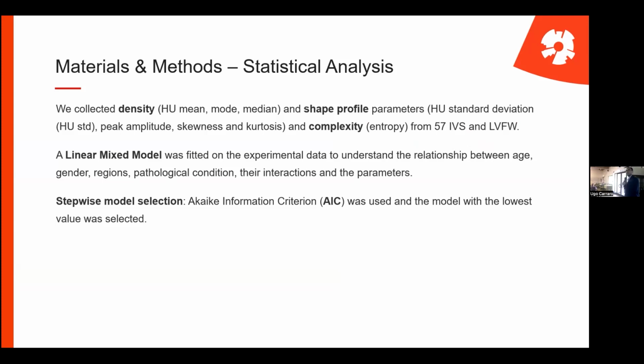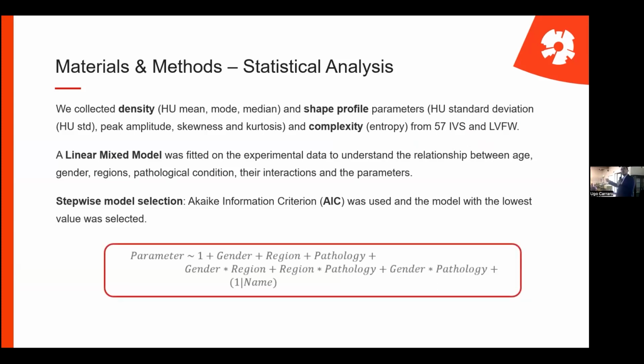Then we fit a linear mixed model on our experimental data to understand the relationship between the two regions, age, gender, and the pathological condition on the measured parameter. We used a stepwise model selection method with the AIC criterion, and the model with the lowest value was selected, resulting in what is written in the slide. So we have gender, region, pathology, and their interaction as fixed effects. And then we have a random effect to take into account that we are taking 3 samples from each region of interest, so we have some kind of repetition.